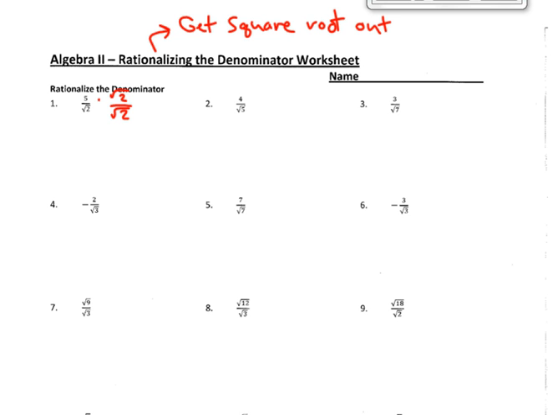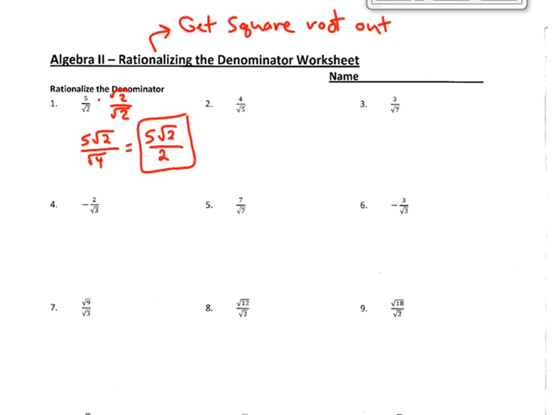And so on top, I've got 5 times the square root of 2. And on the bottom, I've got the square root of 2 times the square root of 2. Well, we did some work with that already. The square root of 2 times the square root of 2 gives me the square root of 4. On top, I leave that the same. On the bottom, the square root of 4 actually is the number 2. And so I no longer have a radical in the bottom or the square root in the bottom. And so I'm good to go with rationalizing the denominator. They're not always going to be that easy, but that's kind of the idea behind all of them.